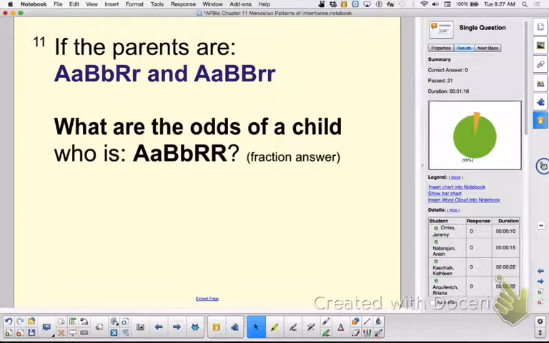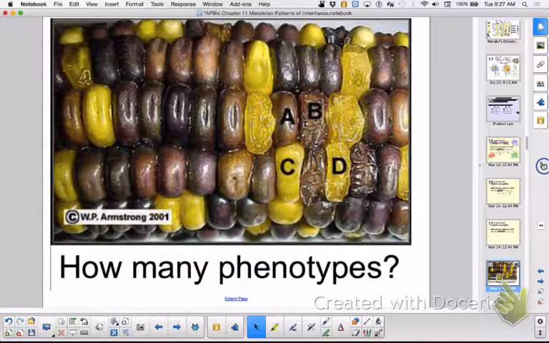The answer is 0. Listen, read your questions. This was ruled out because at no time were you going to get big R, because they only had little r's to get. So always read through your problems. All right. So you could get a cross like this.